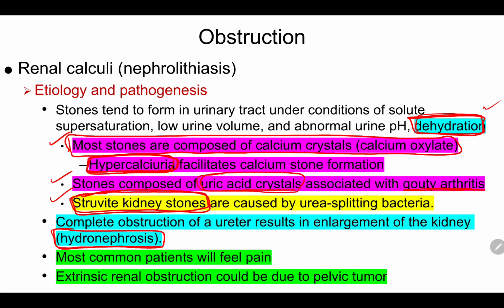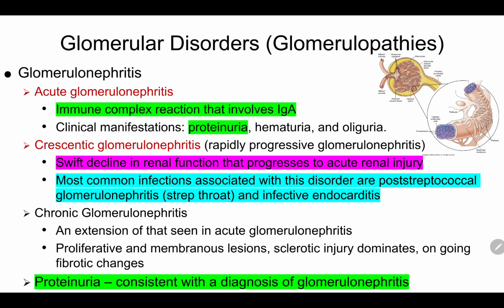And whenever we look at these stones, patients with these stones are typically going to feel pain, right? And that's going to be like that nephralgia that we just mentioned. And so we have intrinsic pain coming from within, like the kidneys or the tubules, the glomerulus. And then we have extrinsic pain. So extrinsic renal pain or extrinsic renal obstruction could be due to like a pelvic tumor, okay? So you want to remember all of these aspects, okay?